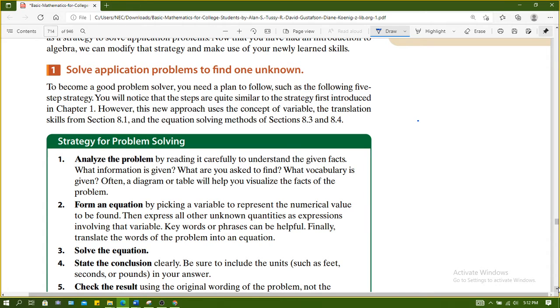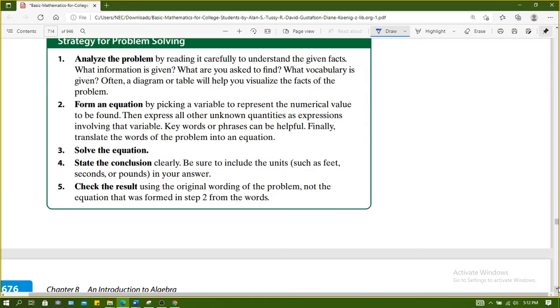facts of the problem. Second is to form an equation. So what equation can I make in order to solve the problem? By picking a variable to represent the numerical value to be found. Then express all other unknown quantities as expressions involving that variable. So keywords or phrases can be helpful. Finally, translate the words of the problem into an equation. The next step, number 3, solve the equation. Number 4, state the conclusion clearly.